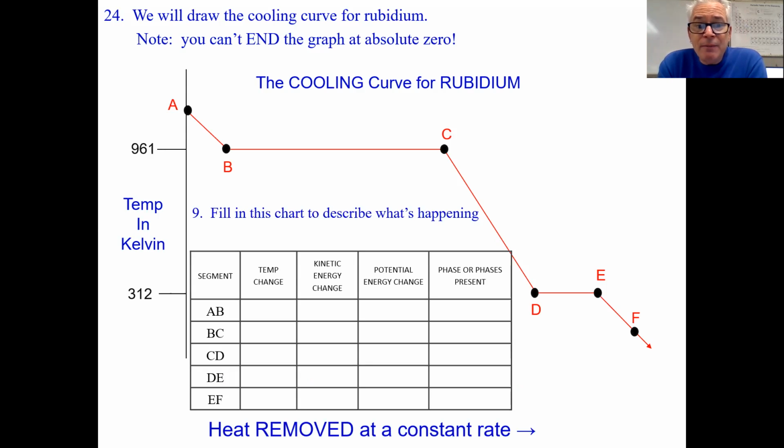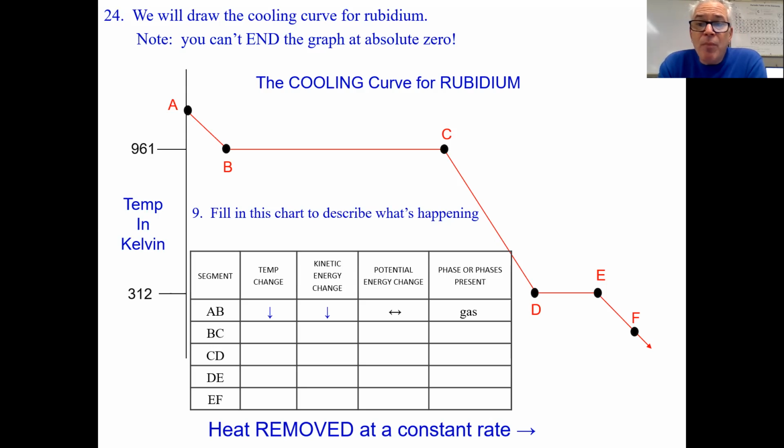Now from A to B, obviously the temperature is decreasing. And if the temperature is decreasing, the kinetic energy is decreasing. If the kinetic energy changes, we don't have any change in potential, only one energy changes at a time. Potential energy is really the energy of phase. And since A is a gas and B is a gas and there's no change in phase, there's no change in potential energy. So the first line looks like this.